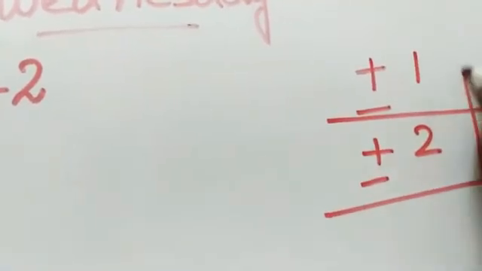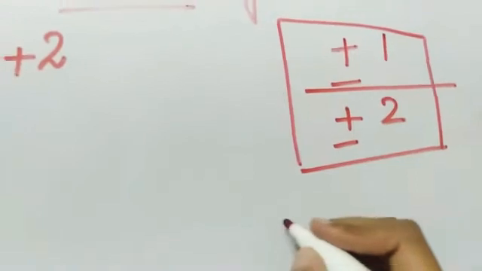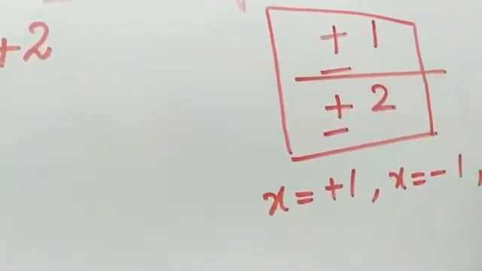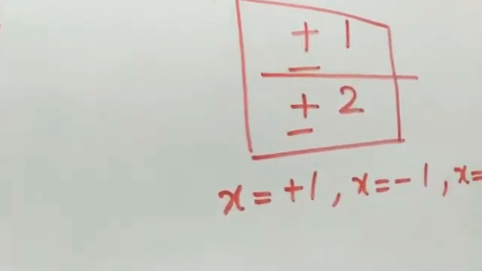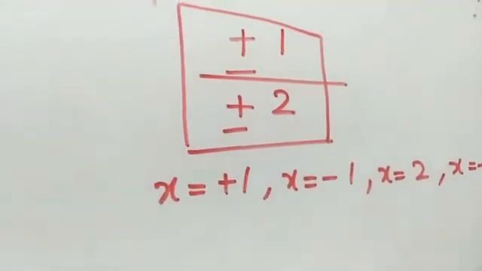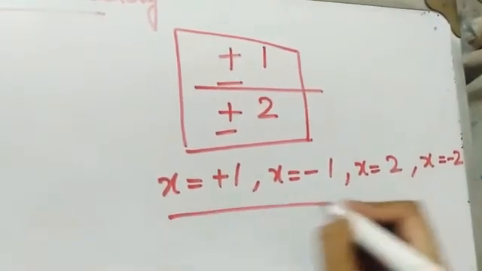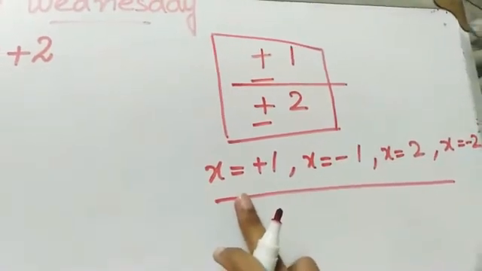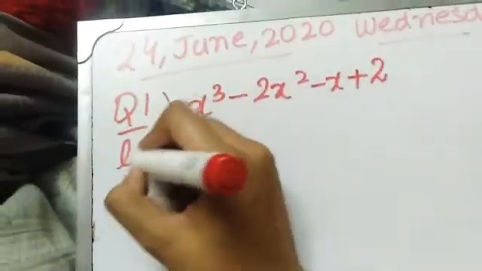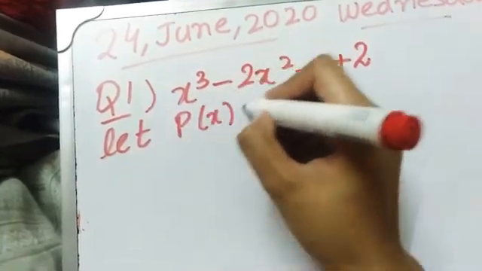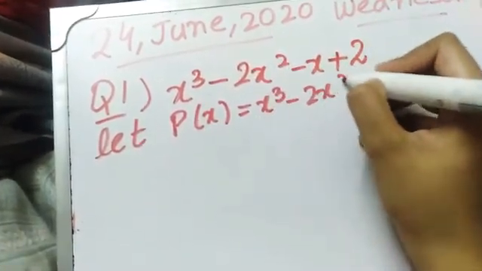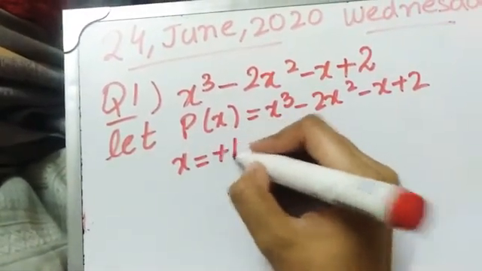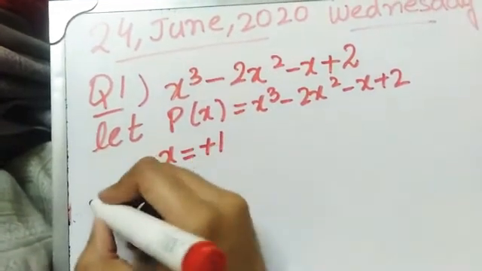We will take the values of x: x equals plus 1, then x equals minus 1, then x equals plus 2, and then x equals minus 2. So these are the values we will suppose and see for which value the remainder is 0. First we will let the polynomial equal p of x. At first I am taking x equals plus 1. I am checking it for plus 1.